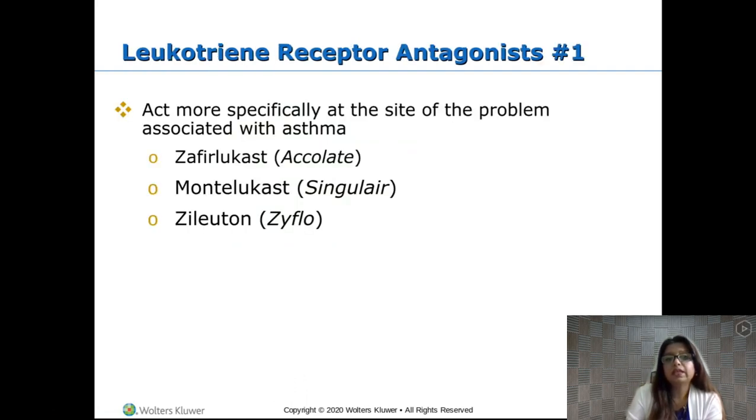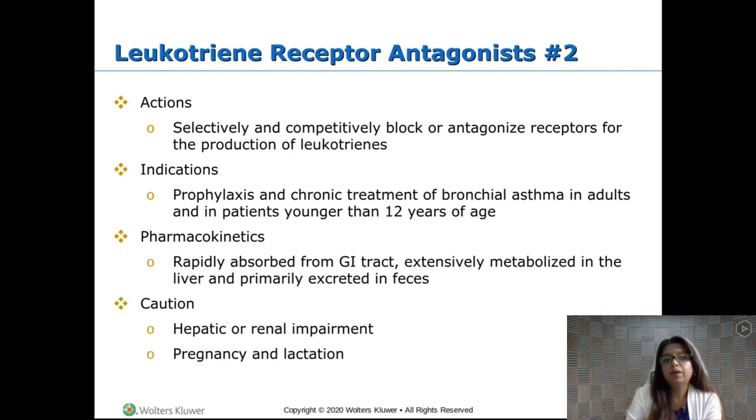These act more specifically at the site of the problem associated with asthma: zafirlukast, montelukast. They come under leukotriene receptor antagonists. This is another type of medication which we give for asthma. What do they do? They selectively and competitively block and antagonize the receptors for production of leukotrienes. Indications: what is the indication? Treatment of bronchial asthma. We give it for asthma.